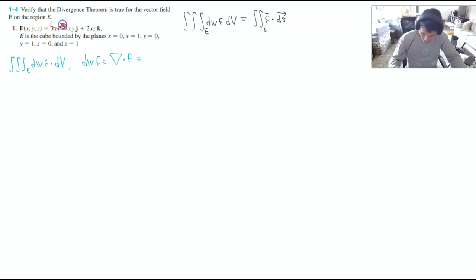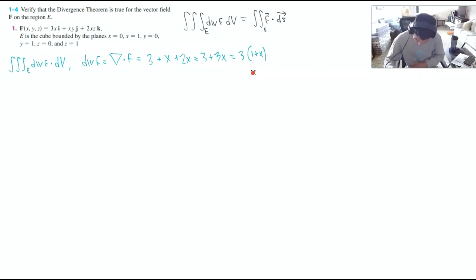If we take it with respect to x here, it's going to be 3. With respect to y here, it's going to be x. And with respect to z here, it's 2x. So we get 3 plus 3x. Okay, that's our integrand. That's really nice, isn't it? A nice little simple integrand. We can write it as 3 times (1 plus x) to make it even nicer.